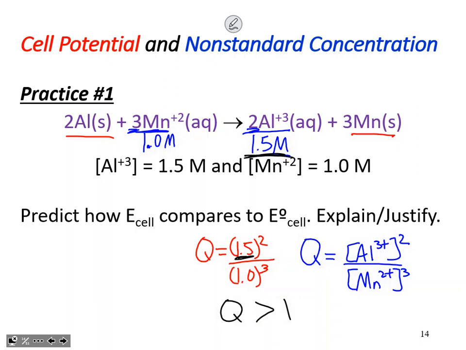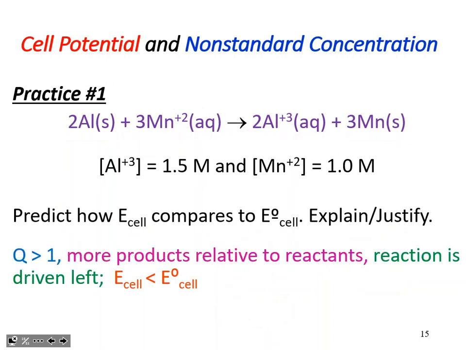So our non-standard E cell is now going to be less than the standard E cell, because in a way, it's not allowing as many electrons to flow over, so it's a little bit backtracking the other way. So to justify with sentence form, this is what you would say. You would say Q is greater than 1, more products relative to reactants, the reaction is driven left, and E cell is less than standard E cell. The non-standard is less than the standard.